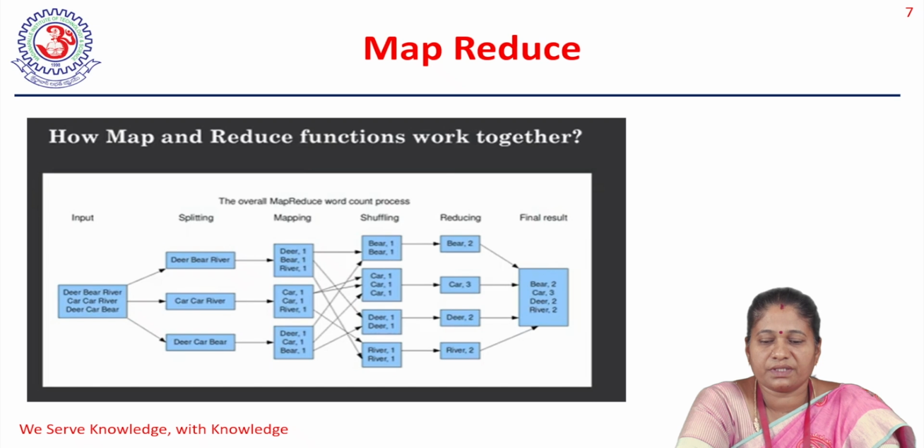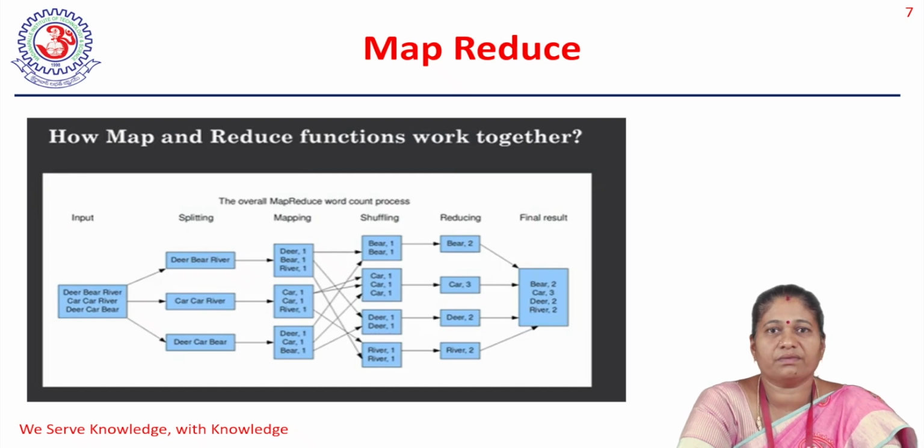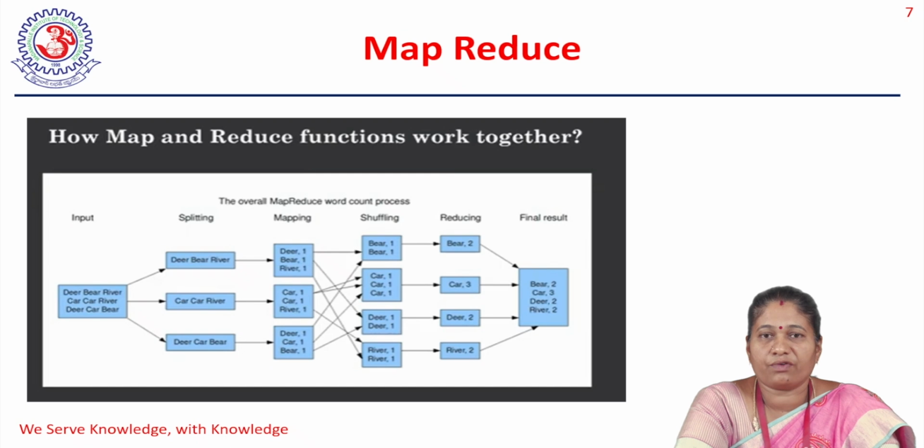Let me see what happens first. First we have an input, which we can call the raw data. It is a huge amount of data containing entire information. Now I have to split the data based on some features, like row-wise or column-wise. After splitting the data, I have to map it: how many times is each word repeated? That data I have to map.